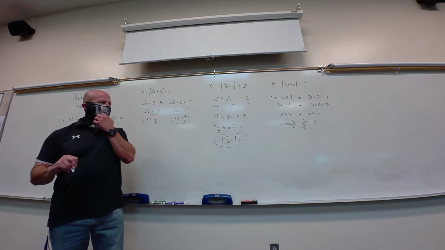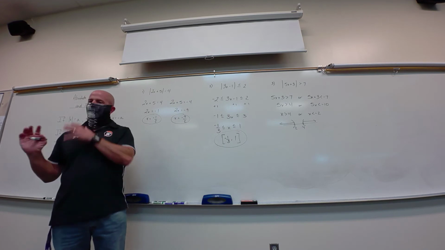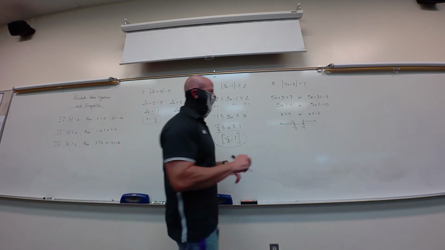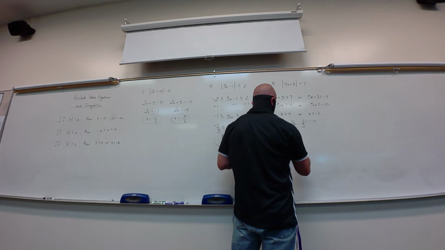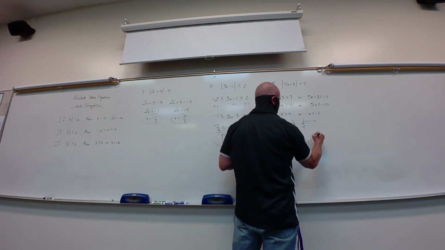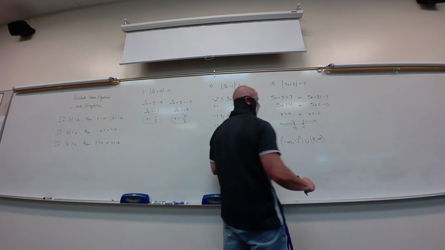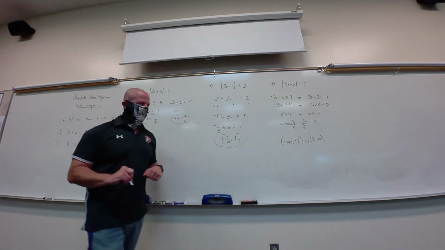And then I write my interval notation. So again, from left to right on the interval notation, negative infinity to negative 2, union, because we had 2 of them here, 2 parts, 4 to infinity.